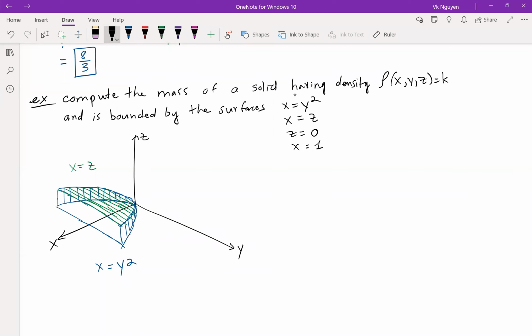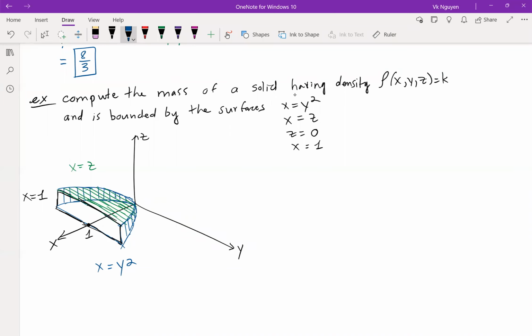Well, right here it's gonna be 1. Okay, that's what it looked like.